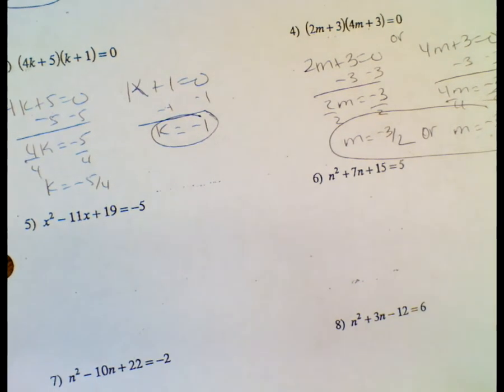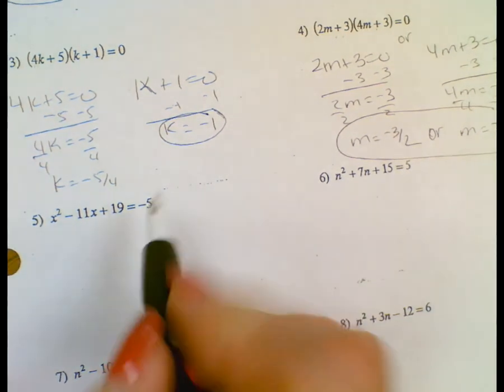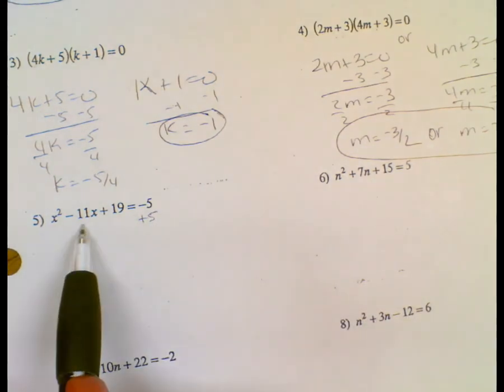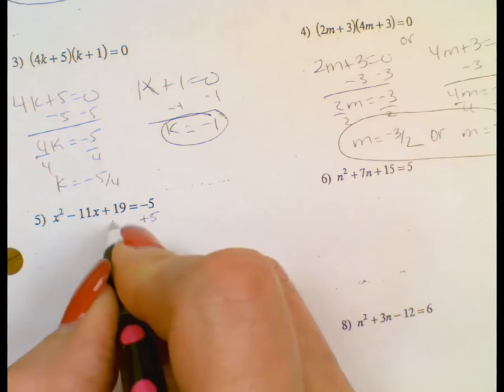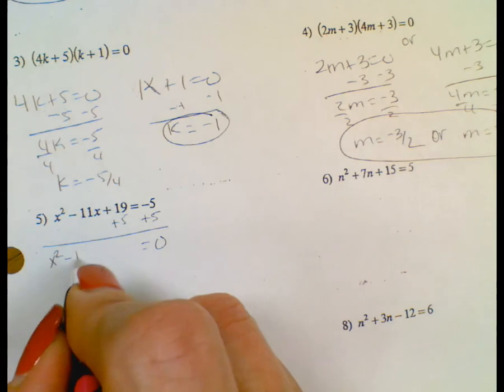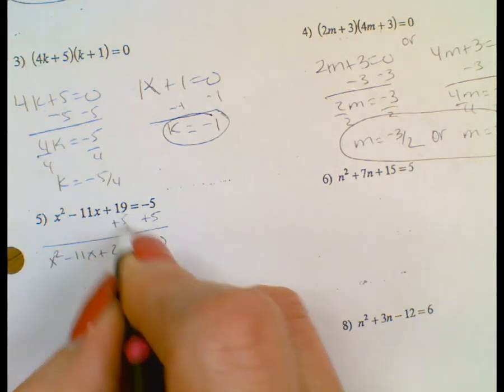So in this one, step 1, set equal to 0. This is not equal to 0, so your first thing is to add 5. Now, where do you add 5 to? Do you add it to the x squared, the x term, or the 19? You add it to the 19 because they're like terms. So this is 0. And this is 24 if you add.